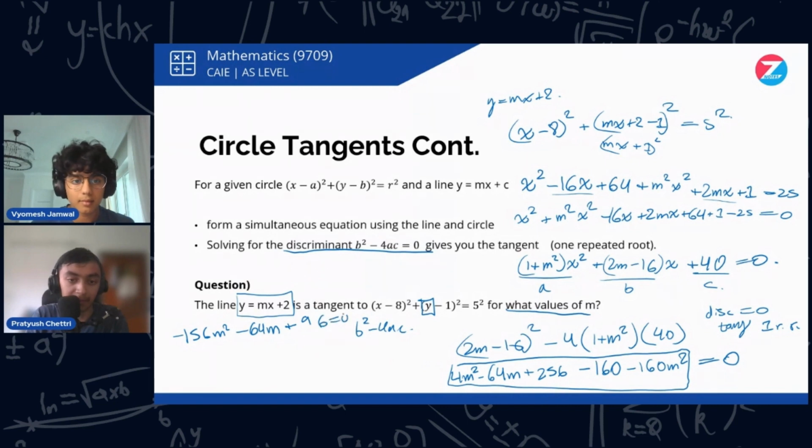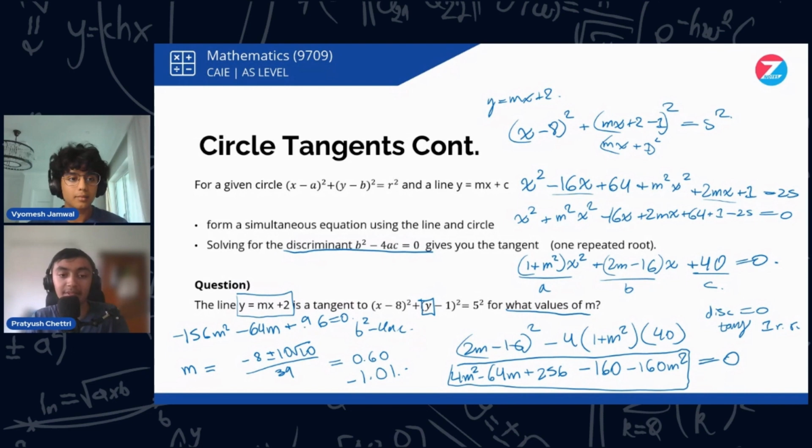96 equals 0. Solve that using method of choice. I made this question up randomly, so it might not have solutions, or very nice solutions at least. Okay, it has disagreeable solutions. So the values of m are minus 8 plus minus 10 square root 10 over 39, which is like 0.60, and minus 1.01. So you see, you can do this, and this is like the examiner's favorite style of question.